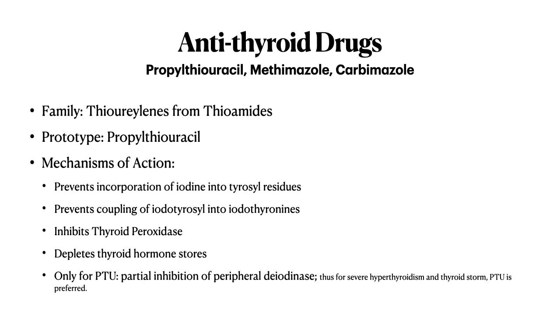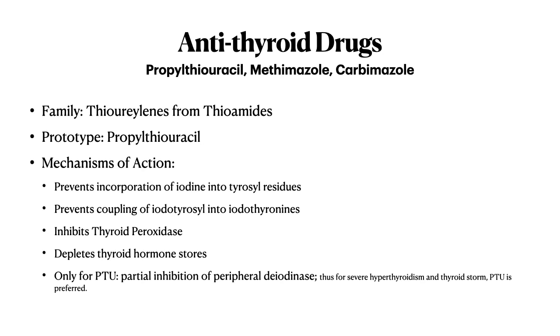So here we have antithyroid drugs. The most common that we see in the market are propylthiouracil, which is shorthanded as PTU. Next, you have the newer agents, methimazole and carbimazole. So, the family of these drugs are the thiouracils, which are thioamides. So, the prototype or the first agent that was made is propylthiouracil.